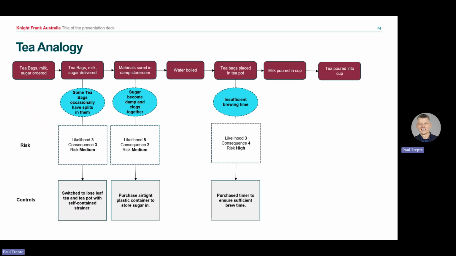So to get over this issue, we've purchased a timer to ensure sufficient brew time for the tea and established a minimum time it should sit in the teapot before it's served to the customer.